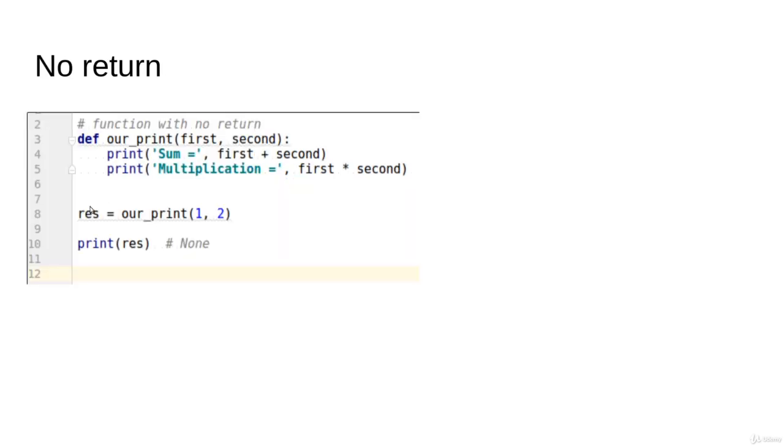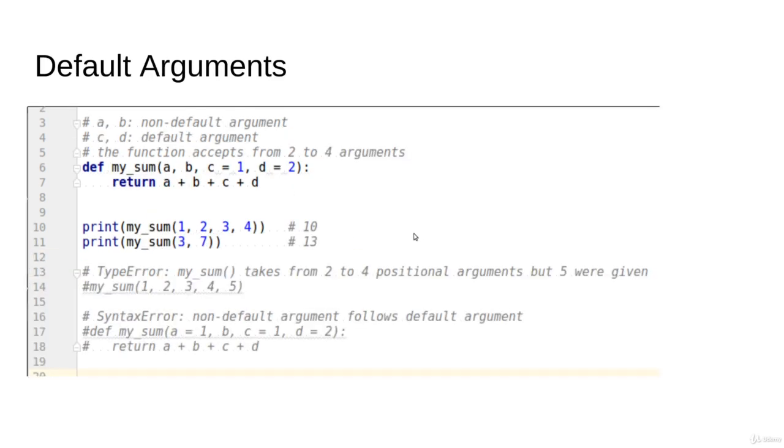On the other side, a function can return nothing, like our print function. If you notice here, there is no return statement. If you try to take the result from such a function, it will not give you an error. But if you try to print the result, it will tell you None, which means that this function returns nothing.